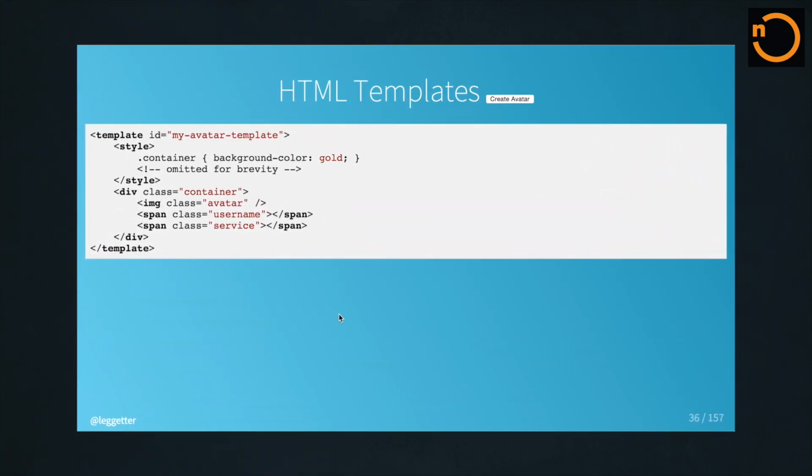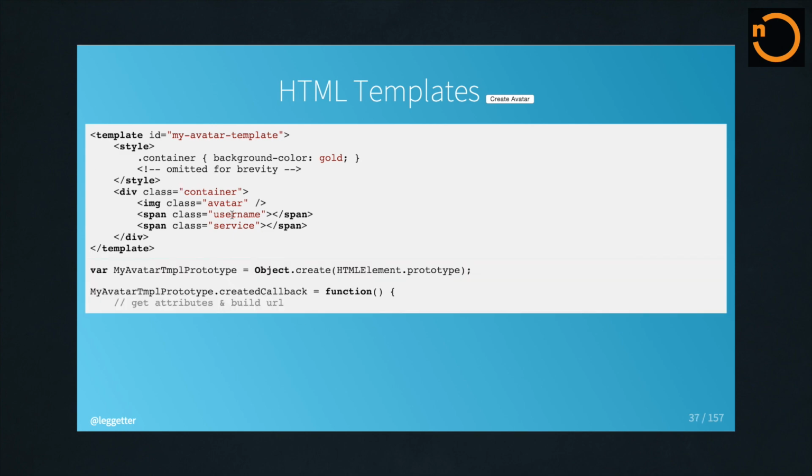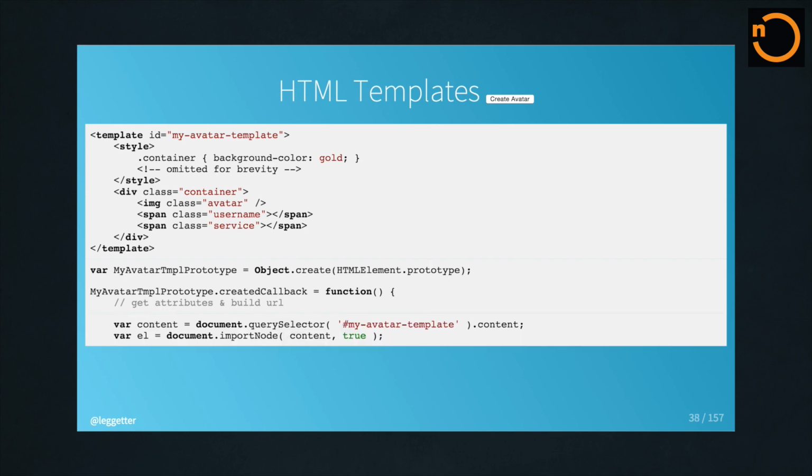So we've now got a template element. We can chuck whatever we want in it, any valid HTML with a few caveats. And then to use them within our web components, our custom elements, we can get access to that, in this case, something with an ID of my avatar template. We access the content property on it.